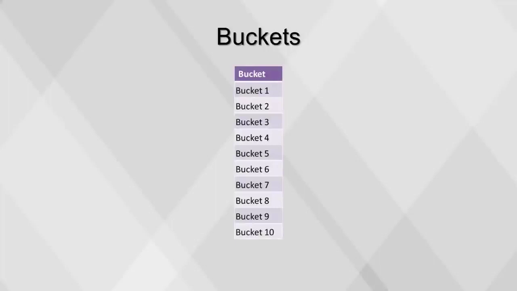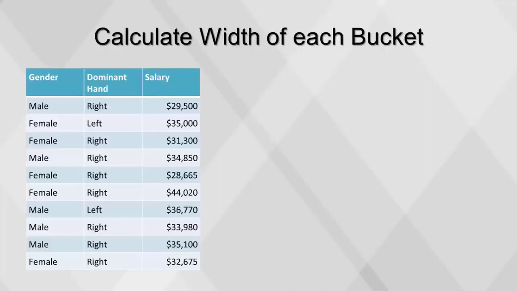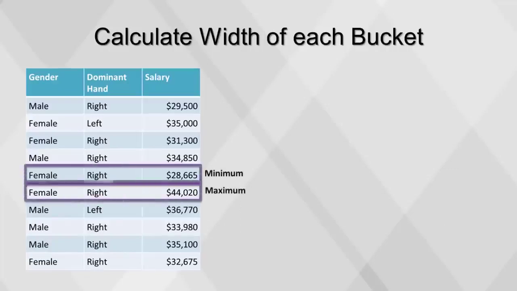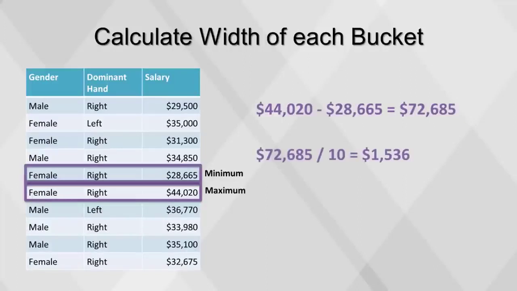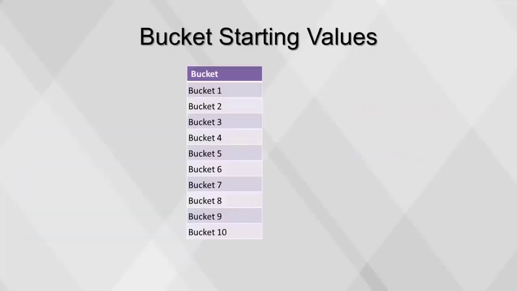To build a distribution, we'll group the data into buckets or bins of equal size. This will effectively transform the variable into a categorical variable, allowing us to count the occurrences of each bucket. Next, we determine the size of each bucket. First, we locate our minimum and maximum values. Then we subtract the minimum from the maximum and divide by the number of buckets. This gives us a value of $1,536.